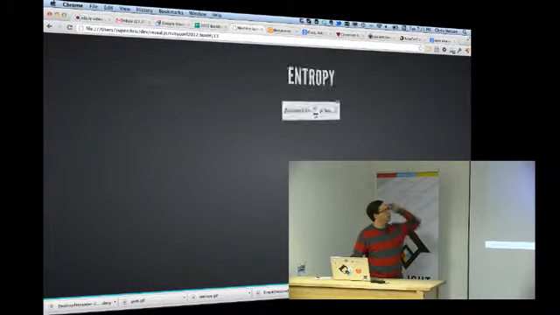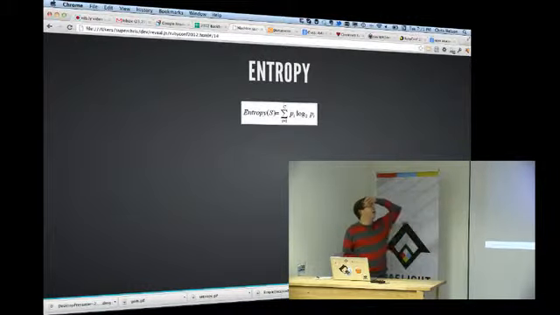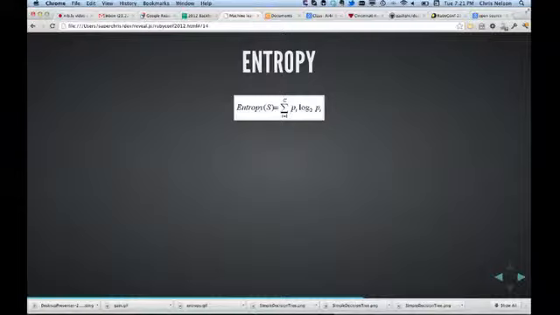So I'm going to now try to explain the concept of entropy. One of the more well-known algorithms for how to build these things is called ID3, and it uses a measure called entropy to pick where to root the tree.